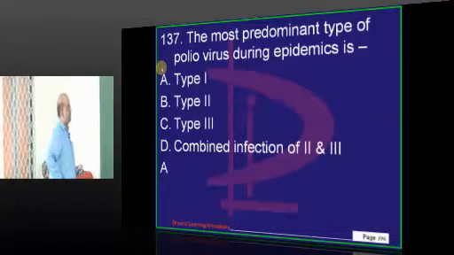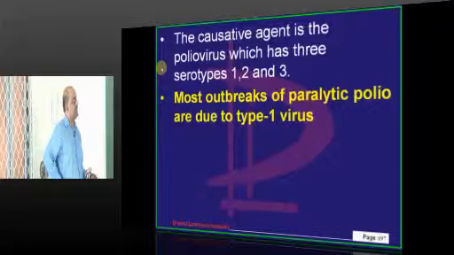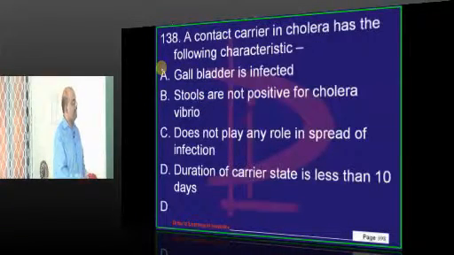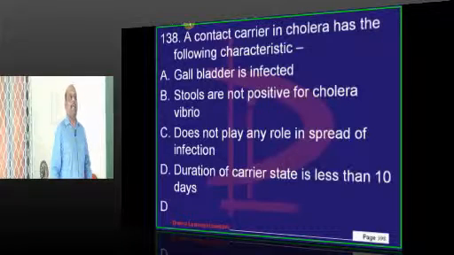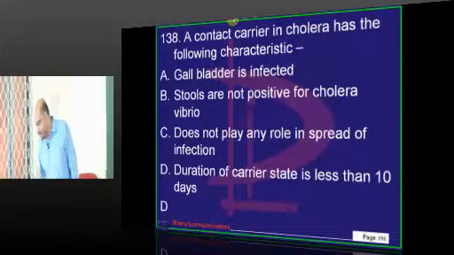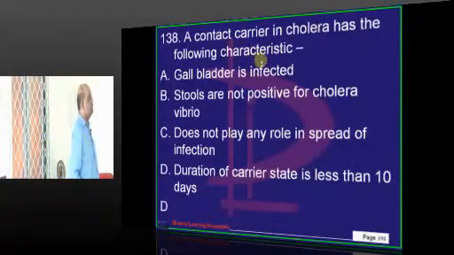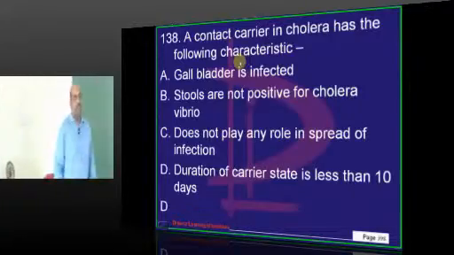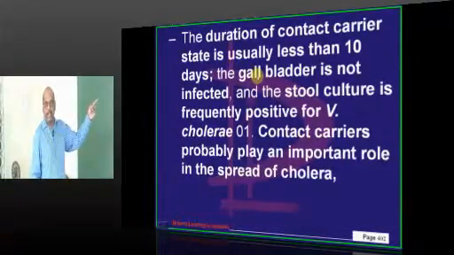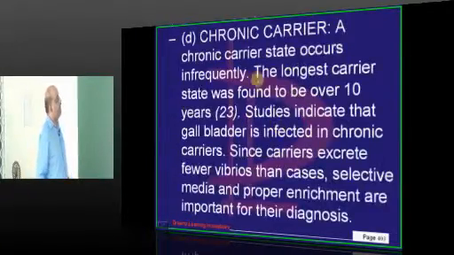Now doctor, what is the most predominant type of poliovirus? It is type 1 which is most predominant. What is a contact carrier? Contact carrier is also called healthy carrier. Healthy carrier. So the duration of the contact carrier is usually less than 10 days, is what needs to be remembered.